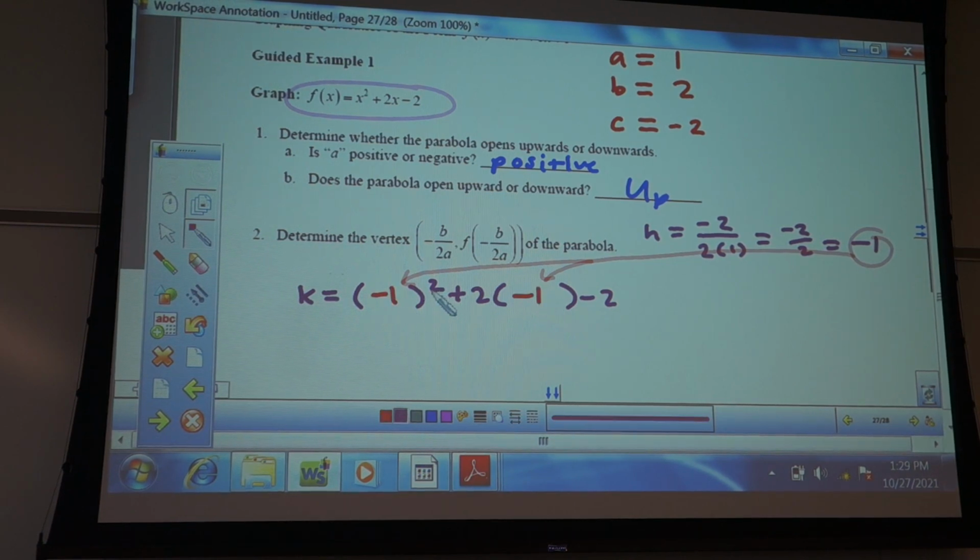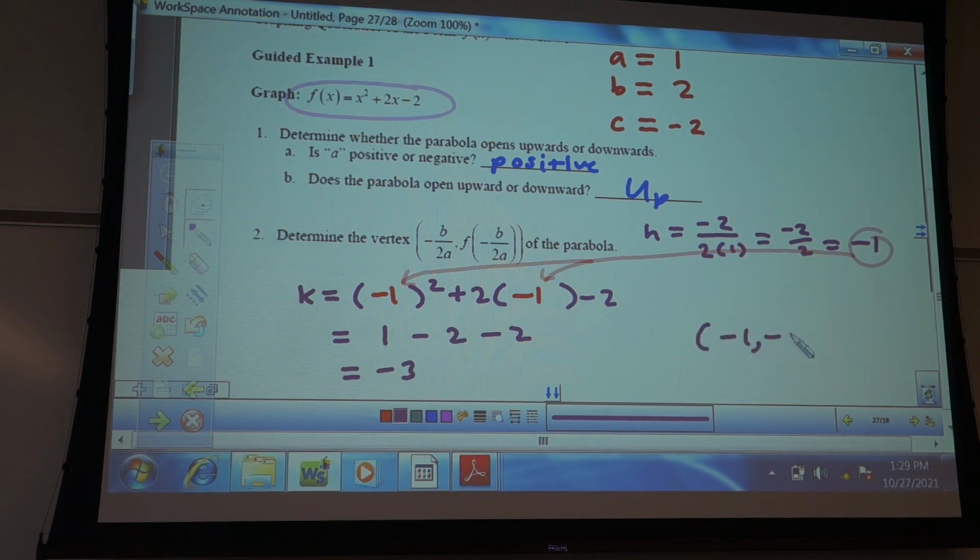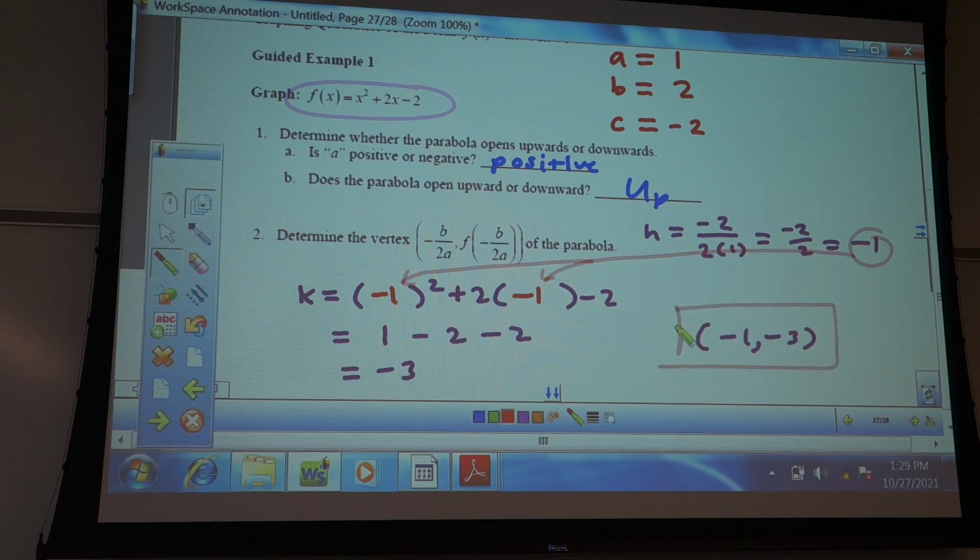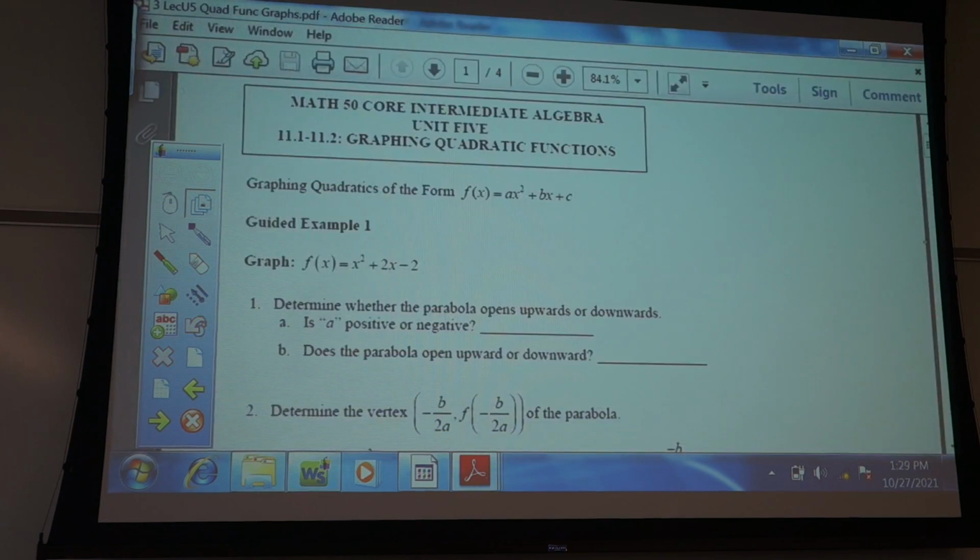Okay, so what's -1 squared? What's -1 times -1? 1, because a negative times a negative is a positive. 2 times -1 is -2, minus 2. So I have $1, I owe $2, I owe someone else $2, altogether I owe $3. So my vertex is going to be -1, comma, -3. That's the vertex. Great. Next step.